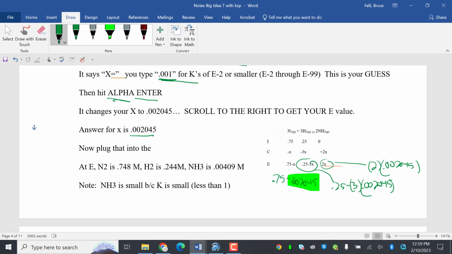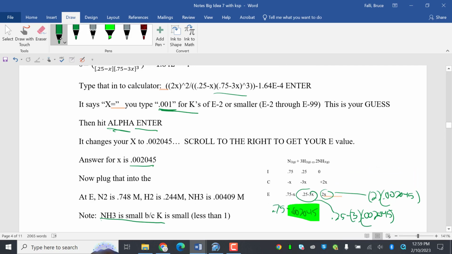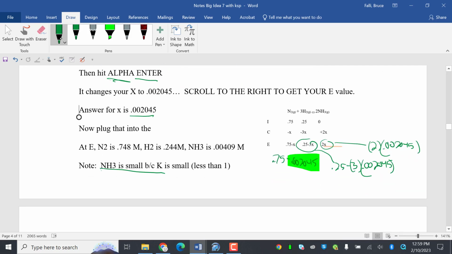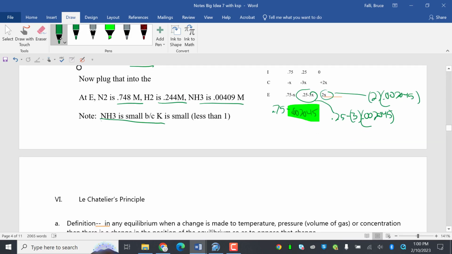NH3 would be a small number, but compared to 0 it is a much bigger, much more significant change, right? So my K value is very small. What was it? E negative 4. So my K value is very small, okay? N2 is this, H2 is this, and NH3 is that, okay? That's it.